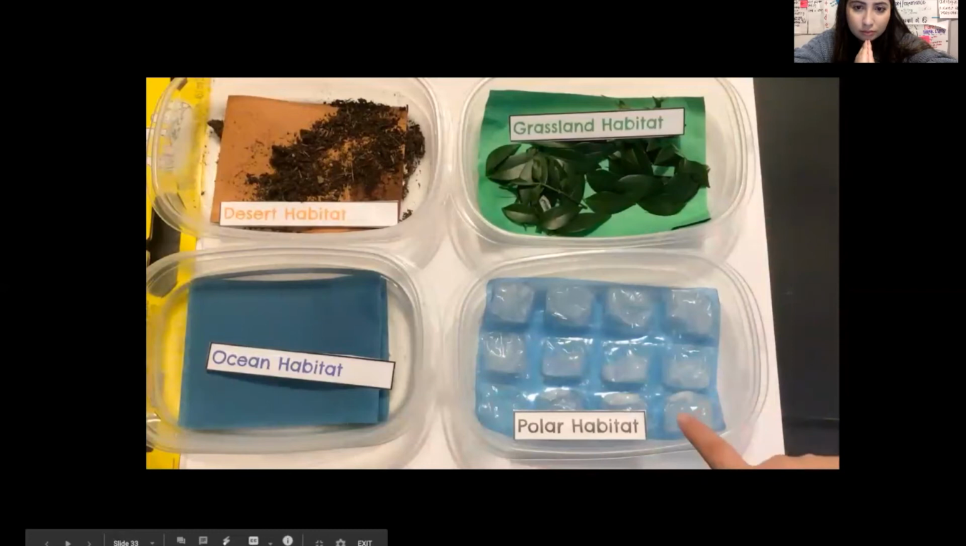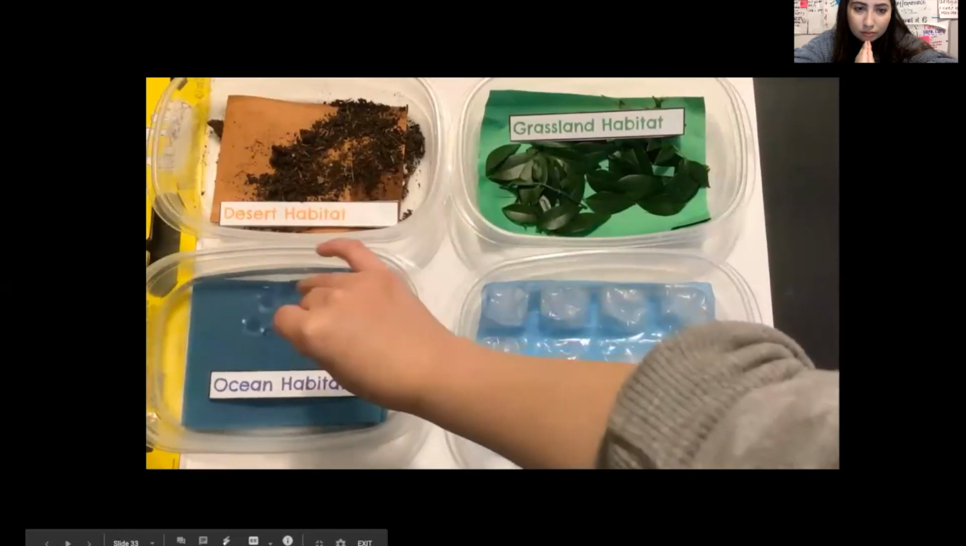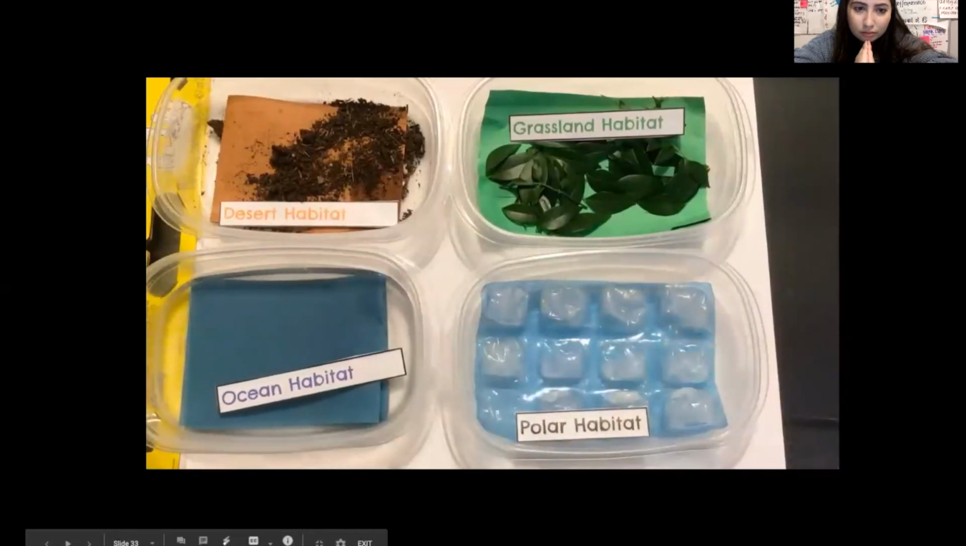So let's look at polar habitat here. I put ice. So I use the type of ice that I put in my lunchbox, but you can also use ice from your freezer. In the ocean habitat, I just have water. See, I could splash around. I have water for my ocean habitat, and you can find that at home too.